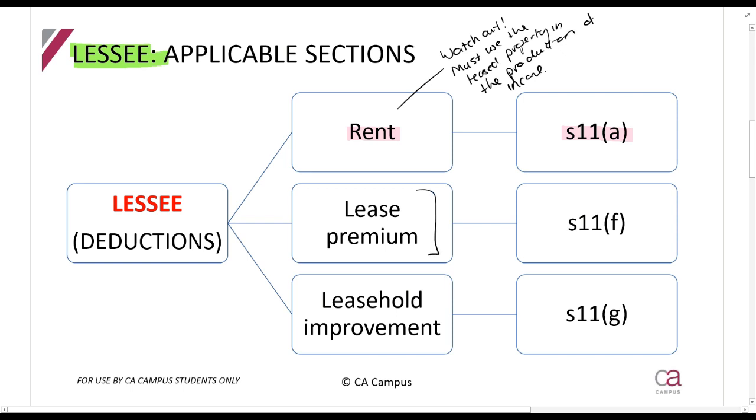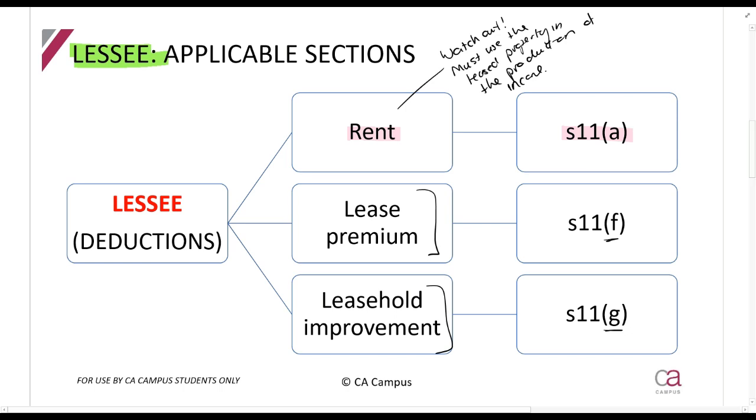Then lease premiums. You can claim a deduction if you have to pay a lease premium under section 11F. And leasehold improvements, so this is, for example, if you want to rent a property from me, I say yes you can, but you need to erect a factory building on it. That is a leasehold improvement, and you can claim a deduction for it under section 11G.